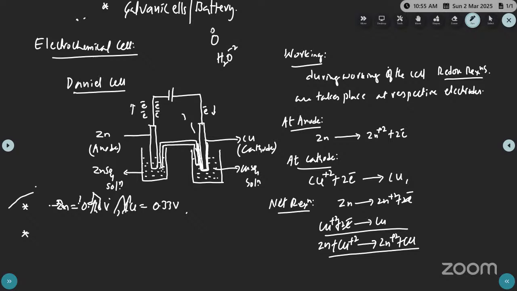0. Okay, so when any element or any atom is alone, what does it have? Zero oxidation number. Okay, see here, the zinc also has zero oxidation number.